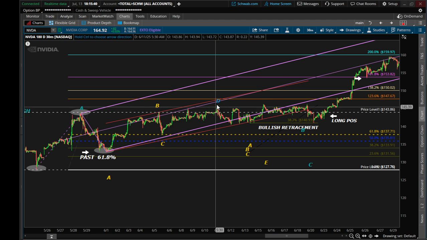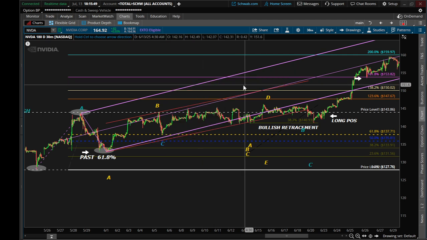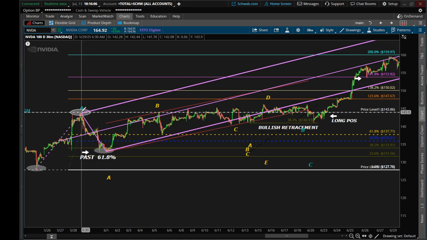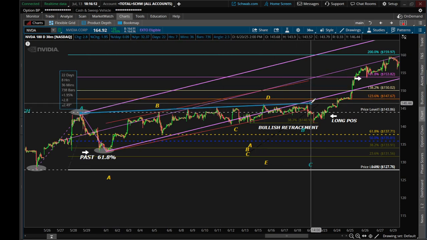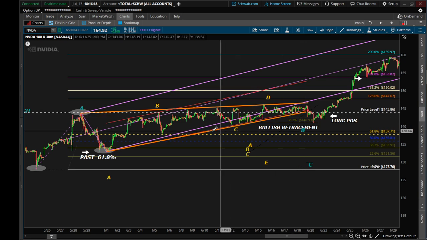Oh, you know what? Perhaps like this, and the C was like this, because the triangle is actually I guess a descending triangle, if you will. So let me just draw it out here so you can see what I'm looking at. So A, B, C, D, and then the E broke out.